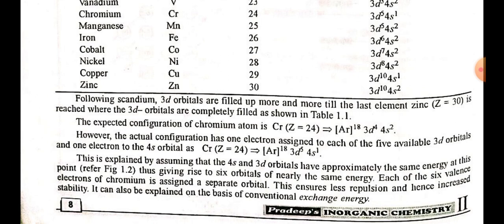The expected electronic configuration of chromium is argon 18 3d4 4s2. However, the actual configuration has one electron assigned to each of the 5 available 3d and one electron to the 4s orbital. This is explained by assuming that the 4s and 3d orbitals have approximately the same energy at this point, thus giving rise to 6 orbitals of nearly the same energy. Each of the 6 valence electrons of chromium is assigned a separate orbital. This ensures less repulsion and hence increased stability. It can also be explained on the basis of conventional exchange energy.